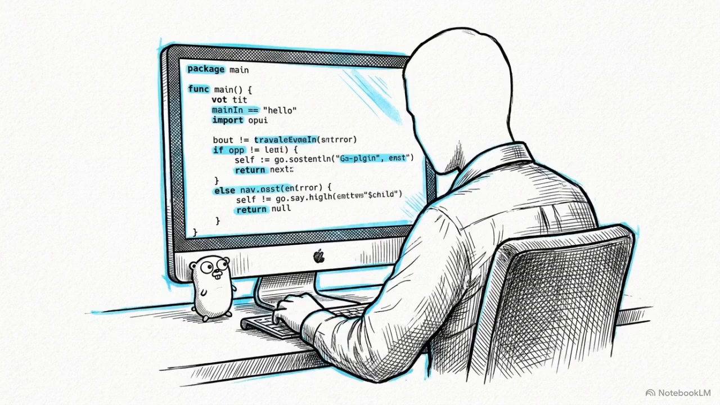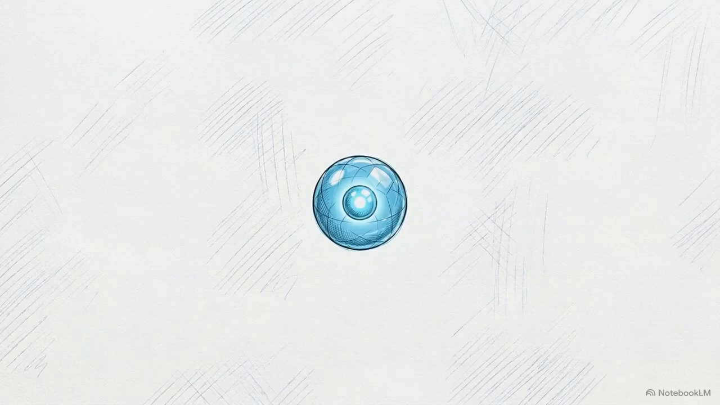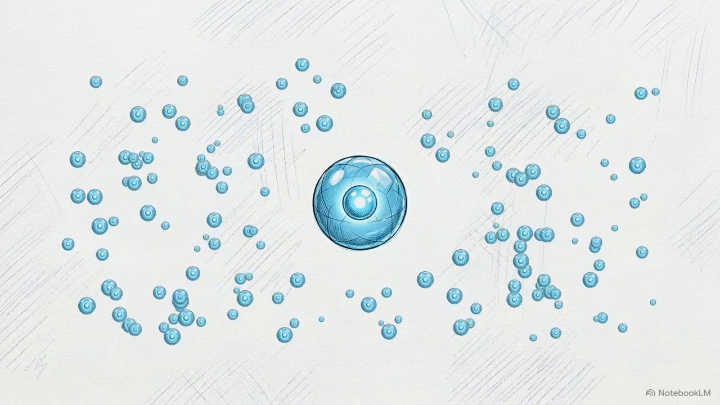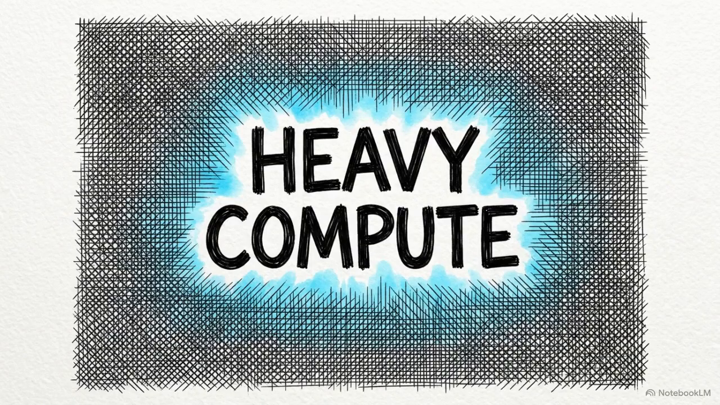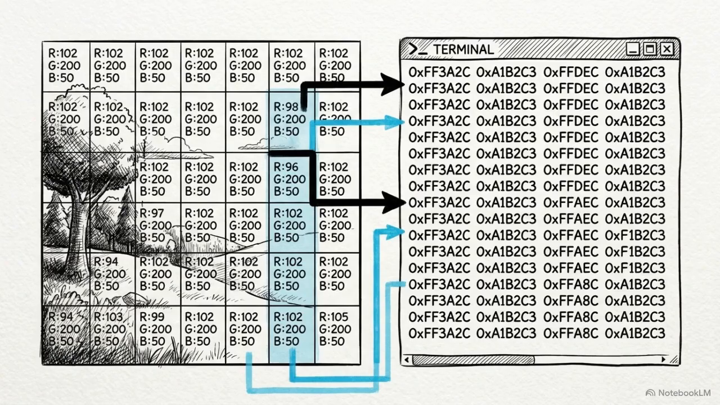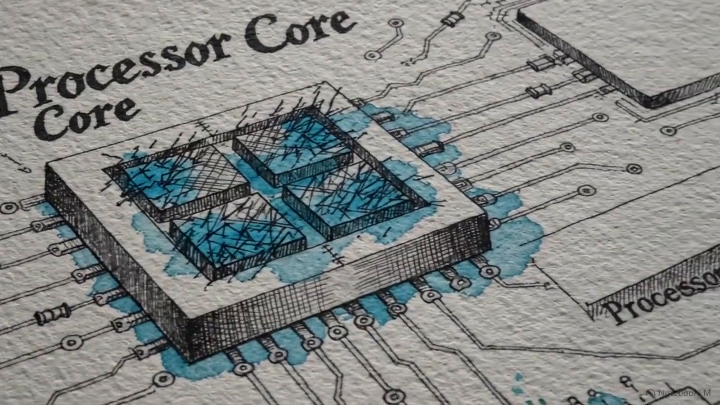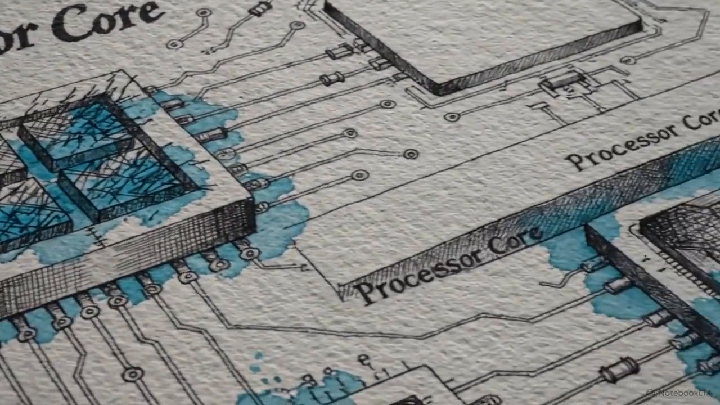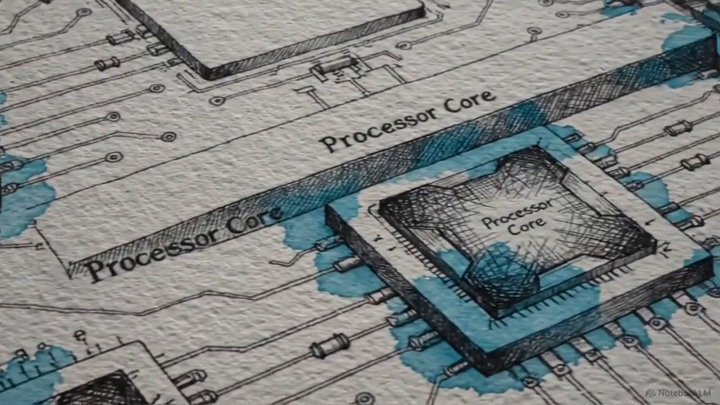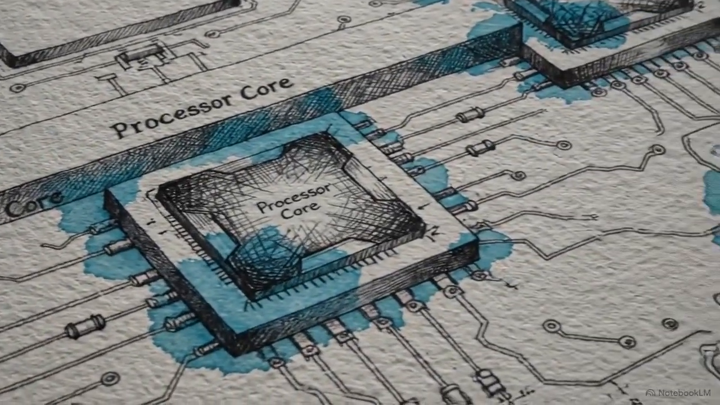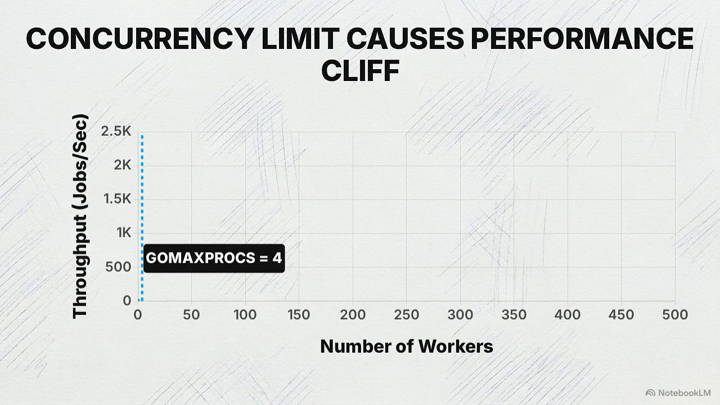If you have written Go for more than a week, you have heard the pitch. Goroutines are cheap. Spawn thousands of them. The scheduler handles it. That advice falls apart when the work is CPU-bound, tasks like image processing or cryptographic hashing. On a 4-core machine, using 500 workers for a CPU-heavy task can drop your throughput by 40% compared to running just 4.